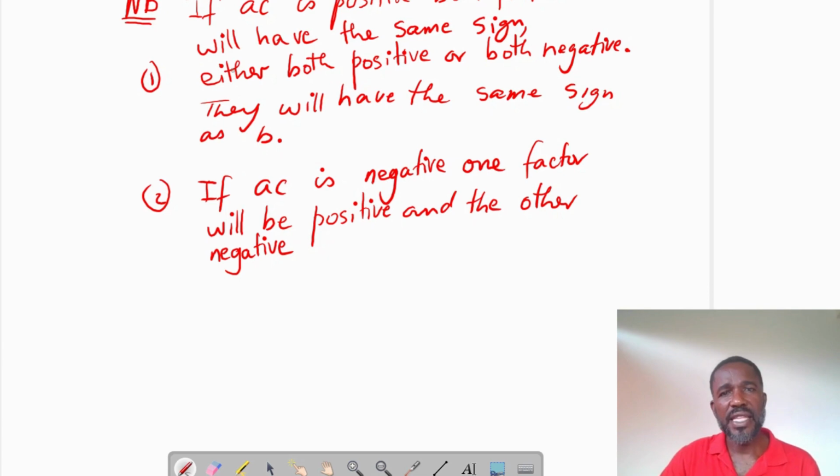When we multiply a times c, if we get a positive number, then it simply means that both factors will have the same sign. Either both will be positive or both will be negative, and they will have the sign of b. So whatever the sign of b is, that is what the sign of the factors will be. Secondly, if ac is negative, one of the factors will be positive and the other negative. So let's try an example.